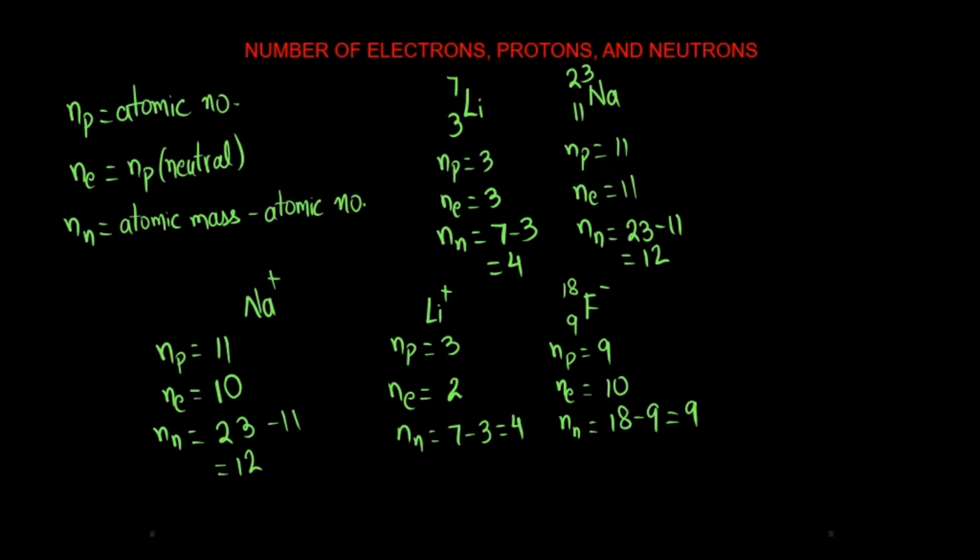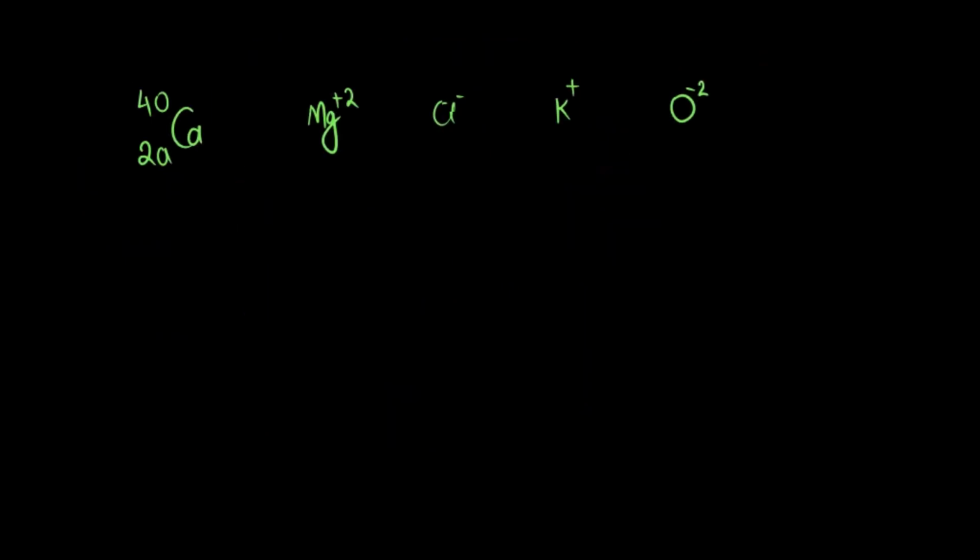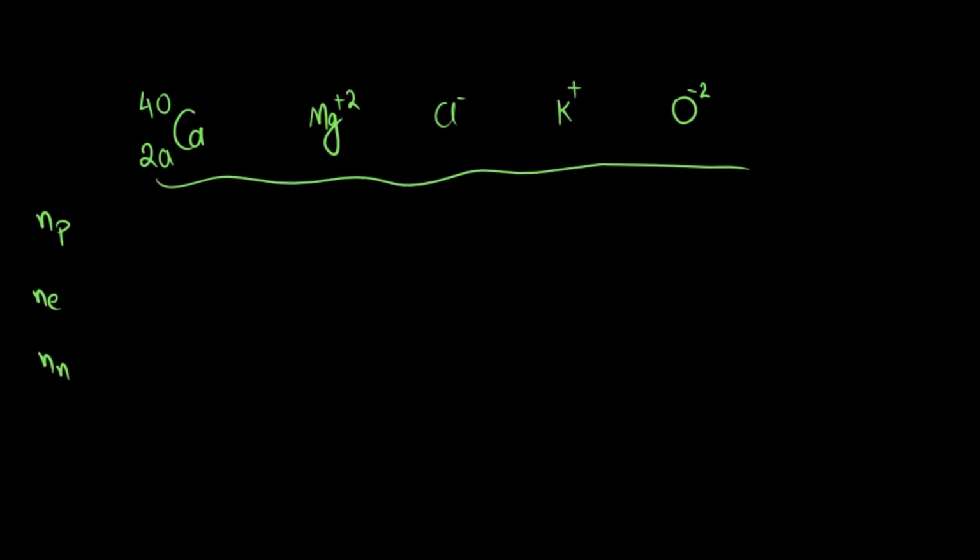It's that simple. I believe you have a good understanding of calculating the number of electrons, protons, and neutrons. If you understand this, can you try to find the number of protons, number of electrons, and number of neutrons for each of these atoms? Once you have them, write your answers in the comment below.